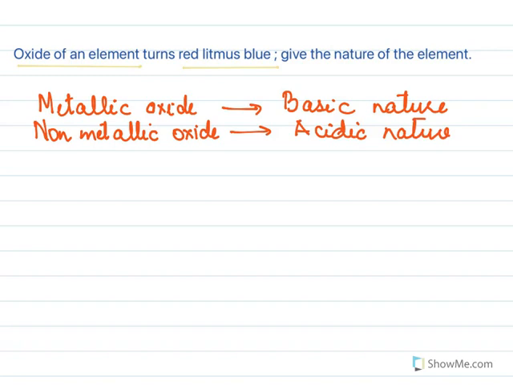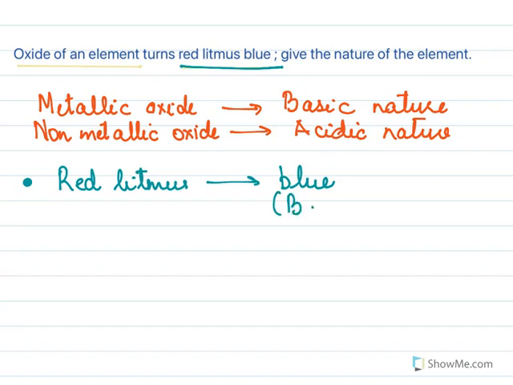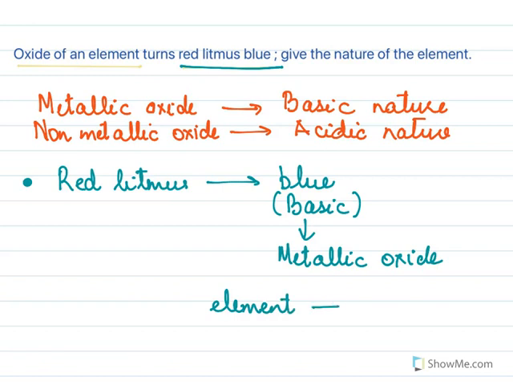Now when we go to this question, this turns red litmus blue. And because it turns red litmus blue, we know it must be basic in nature. And who is basic in nature? Metallic oxides are basic in nature. So this must be a metallic oxide, an oxide of a metal. So the element here would be a metal. The element X that we don't know is a metal.